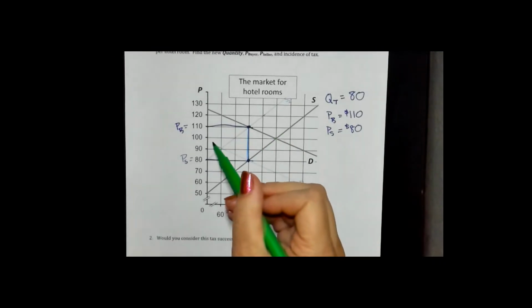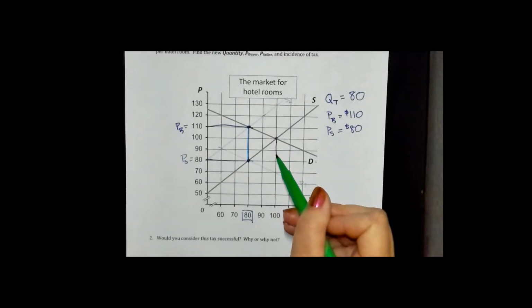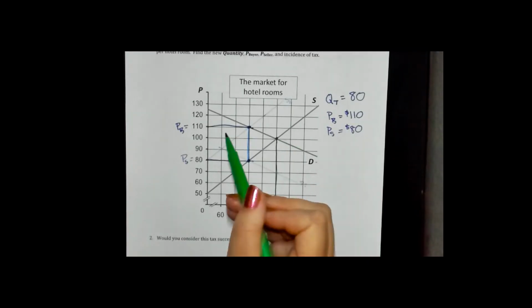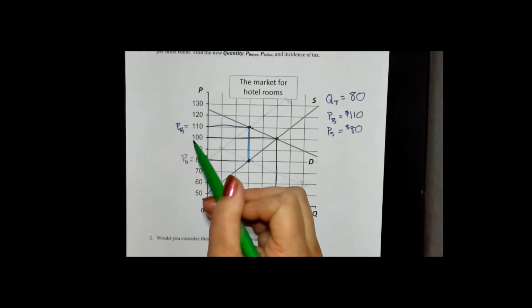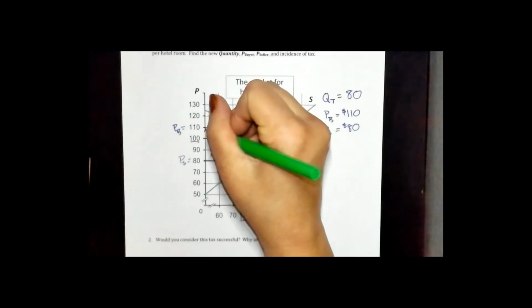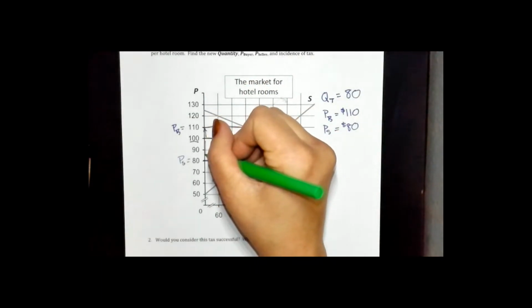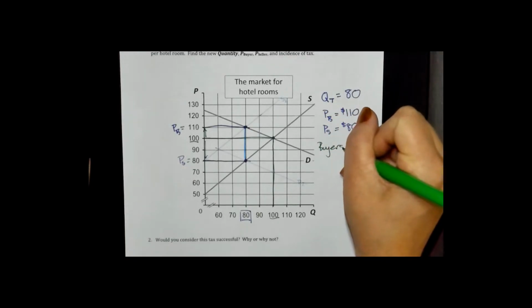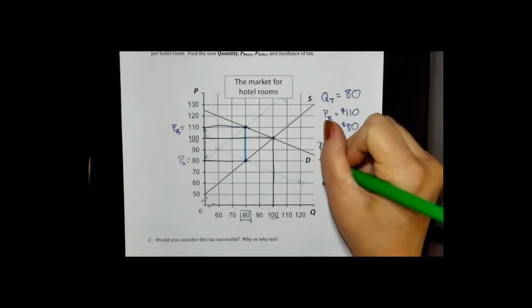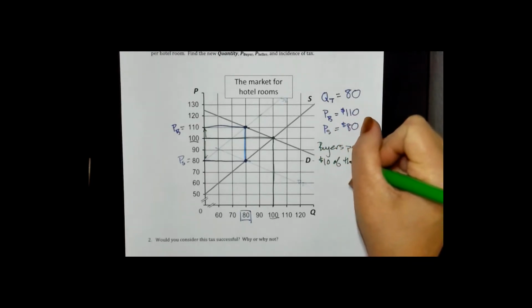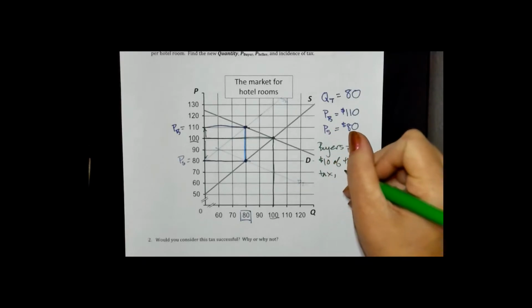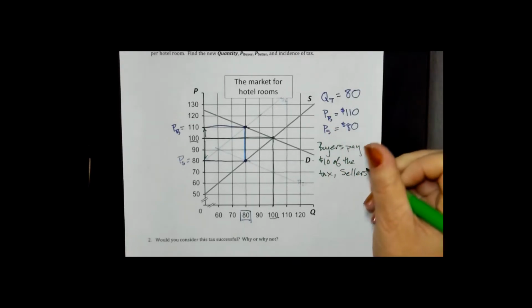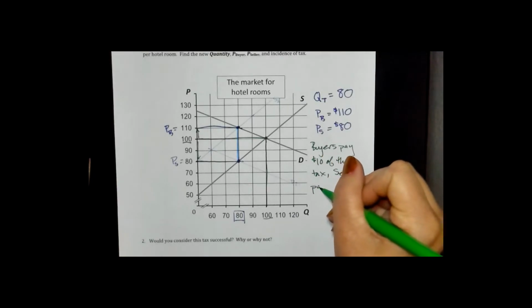And the difference is that $30 tax. The next thing we want to do is look at that original equilibrium of 100 hotel rooms and a price of $100, and that's going to help us understand the incidence of the tax, who bears the burden. So we see that buyers see their price go up by $10, sellers lose $20. So that's our incidence. Buyers are going to pay $10 of the tax, and sellers are going to pay $20 of the tax. Does that make sense?